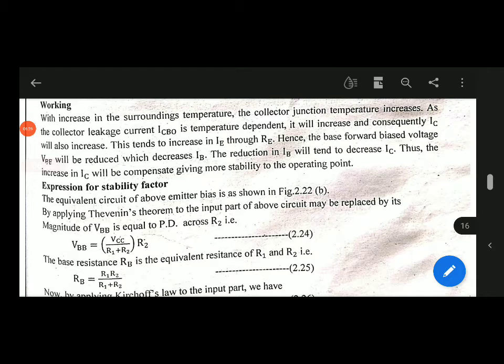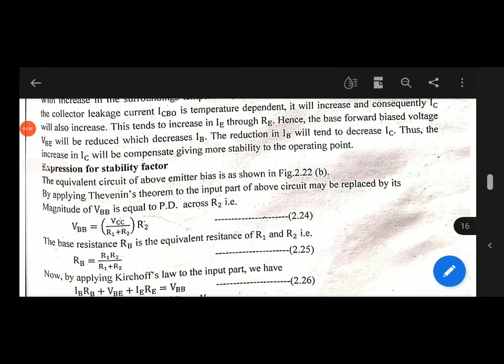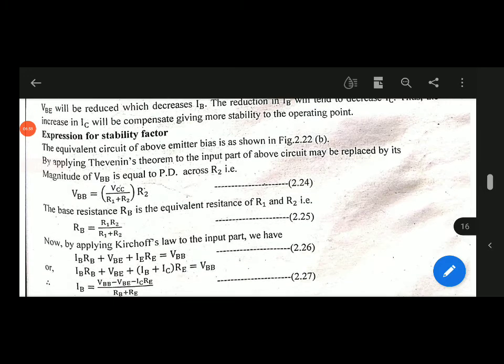Now for this, the expression for the stability factor. The equivalent circuit of the above emitter bias is shown in this figure. By applying Thevenin's theorem, the input part of the above circuit may be replaced by VBB, equal to the potential difference across R2, that is VBB is VCC divided by R1 plus R2, into R2. The base resistance RB is the equivalent resistance of R1 and R2, that is RB is equal to R1 into R2 divided by R1 plus R2.